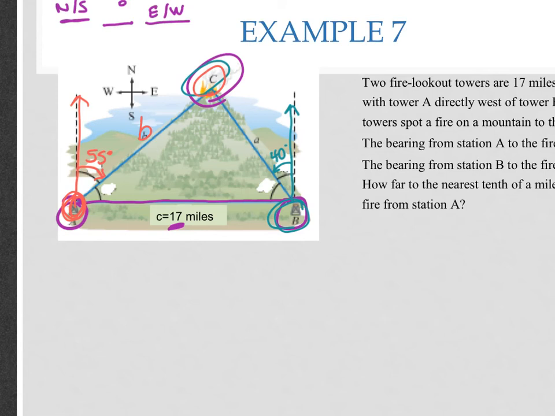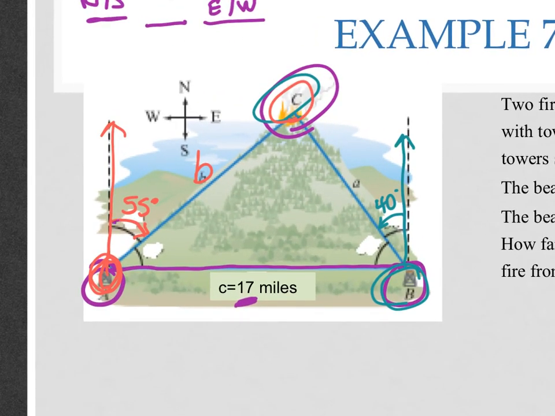Close. I have 2 angles, right? But where are those 2 angles that I have? They're on the outside of the triangle. So how do I get them on the inside of the triangle? Subtract by 90, because these are perpendicular. The north, south, east, west line is perpendicular. So if I subtract 55 from 90, I get 35 degrees in here. 40 from 90, I get 50 degrees in here.